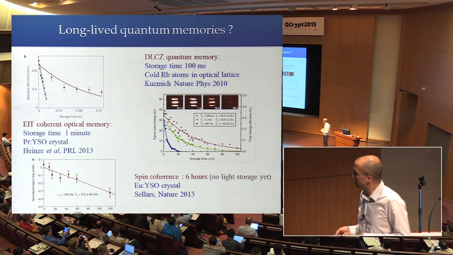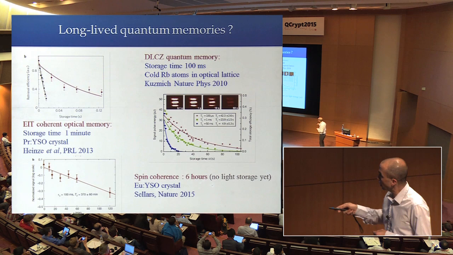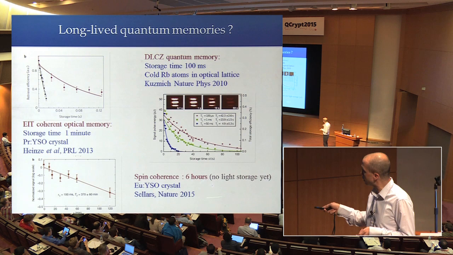They also have an optical transition, so they can be optically addressed. And basically here, they could demonstrate a spin coherence in the crystal of more than 6 hours. So now this starts to be interesting.